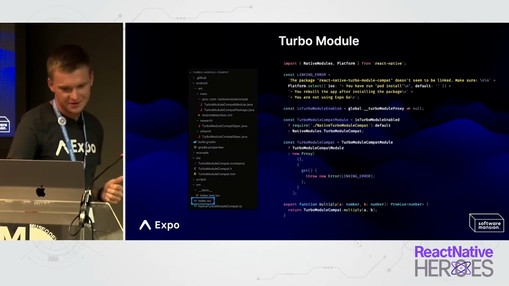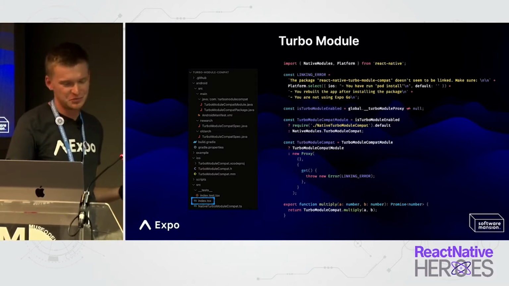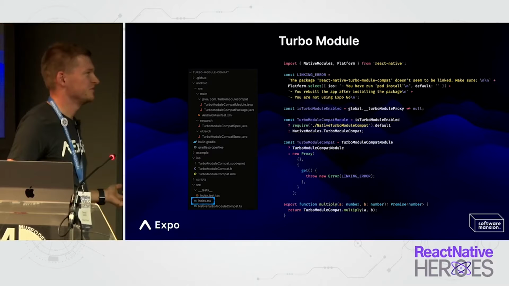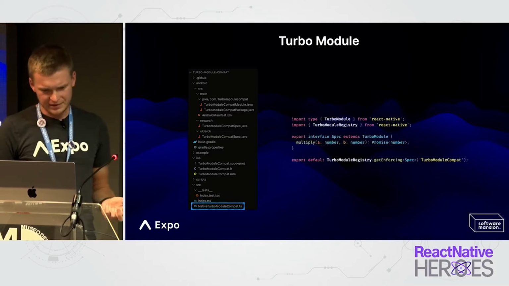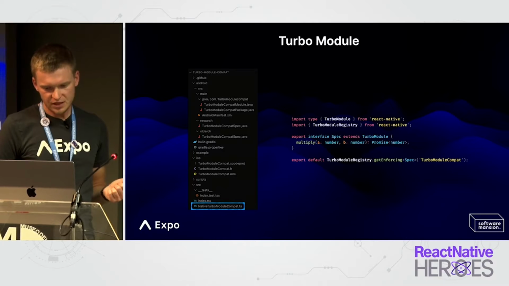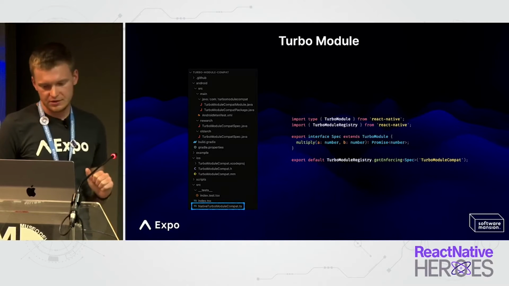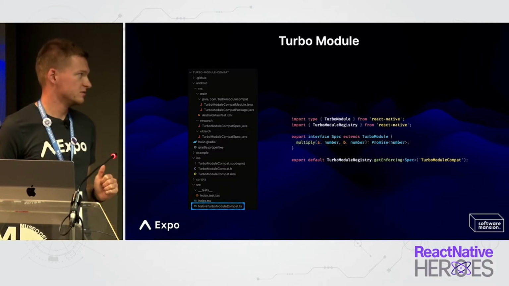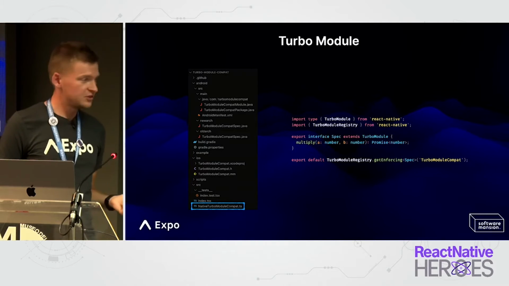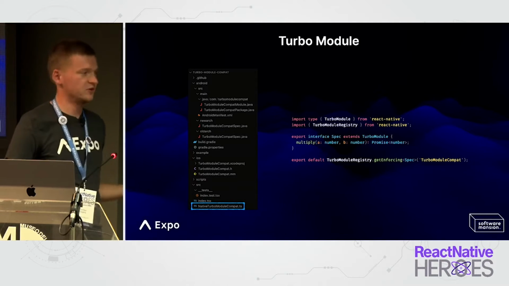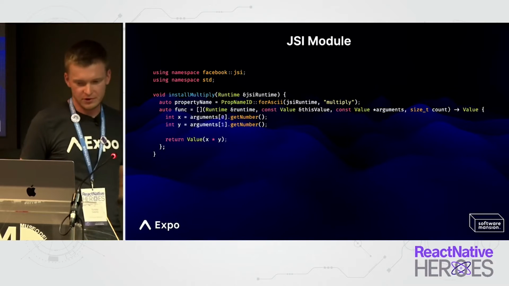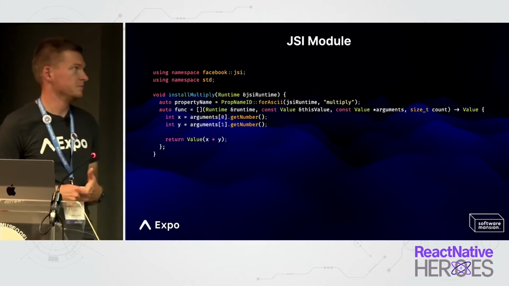And on the JS side, we have even more code that should probably be extracted to the core. I would say it's kind of boilerplate code here. And additionally, we need a specification in TypeScript that will be used by CodeGen to generate native specifications that I showed before for Android. And to sum up, there is a lot of code just for a simple module that multiplies two numbers.